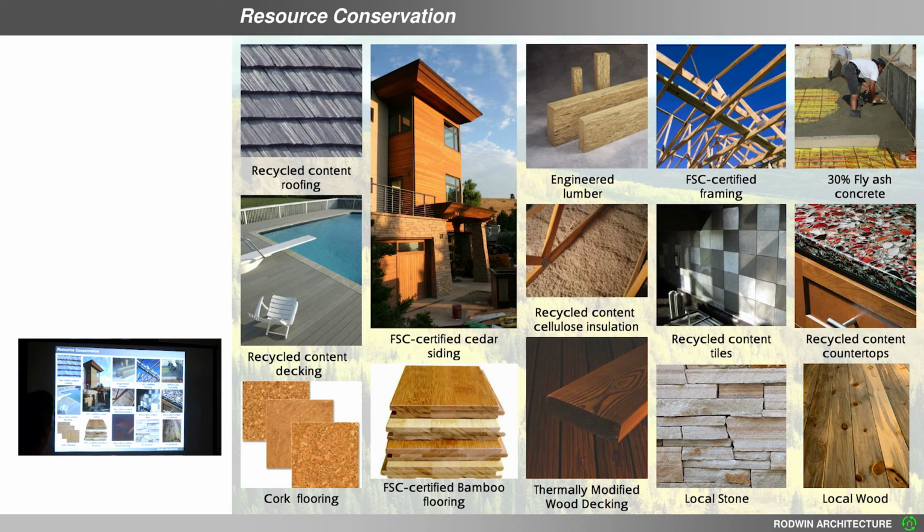FSC stands for Forest Stewardship Council. It's a sustainability certification, third-party certification for well-managed forests. Recycled content cellulose, so this is chopped up newspapers. Recycled glass in tiles, engineered lumber, which is made from small, fast-growth trees instead of large, old-growth trees. Fly ash in the concrete that I mentioned. FSC certified framing. Local wood like beetle kill, like the floors that you're sitting on right here, or reclaimed wood, which tends to be quite expensive but is really beautiful for feature parts of a house, like a mantle over a fireplace.